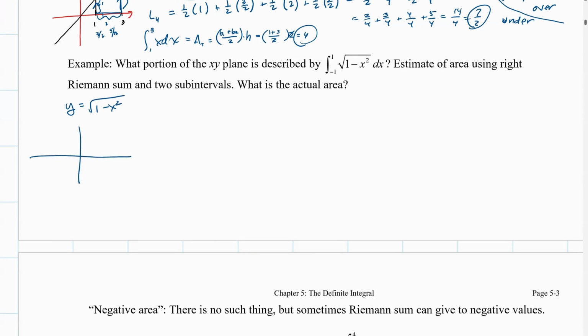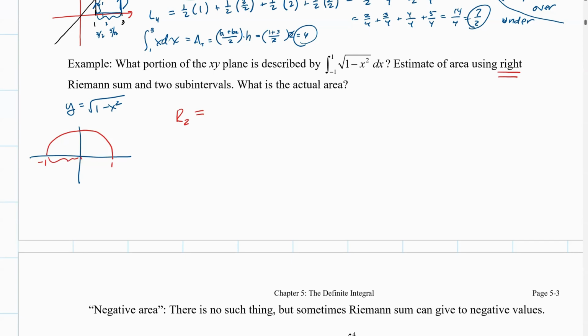If you remember that as the upper half of the unit circle, you'd be right. And what would it take to do a right-hand estimate using two subintervals for this particular shape? Well, for that right-hand estimate, my first subinterval goes from -1 to 0.